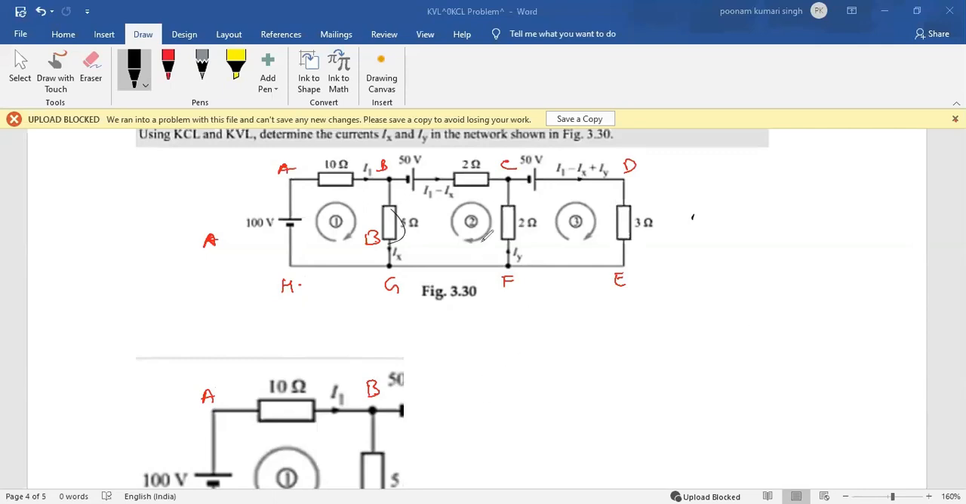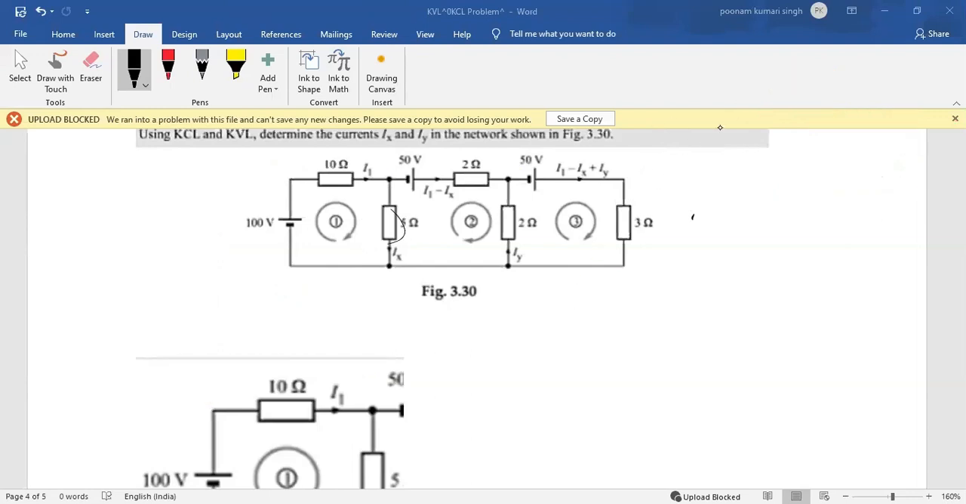After that we'll talk about B, C, F, G, B, and then C, D, E, F, C. And the first one is A, B, G, H, A. Please note this down, students. I'll ask you after some time. So these are my three loops, 1, 2, and 3, on which I'll be working. Please take a snap of this.